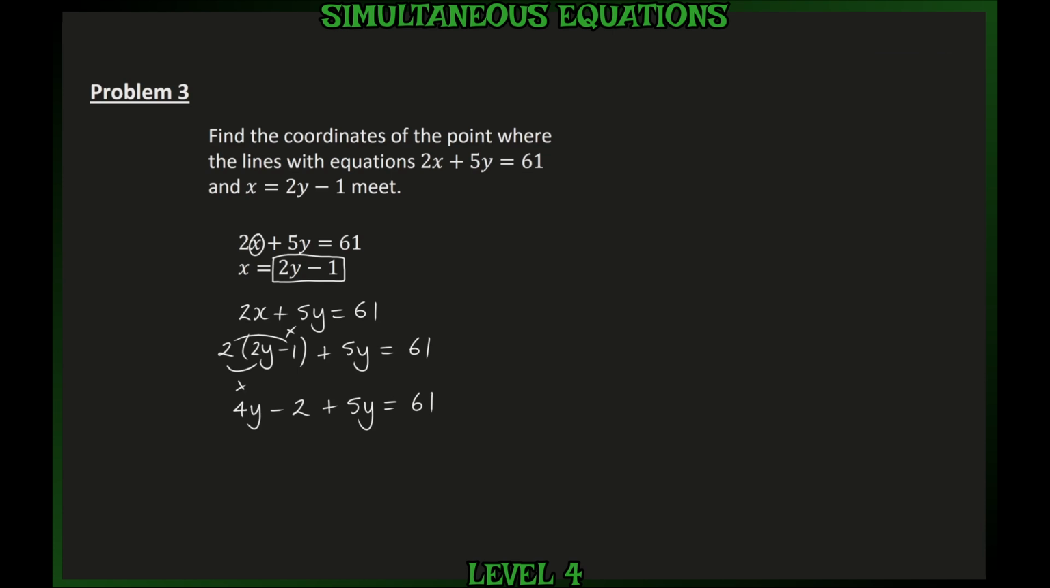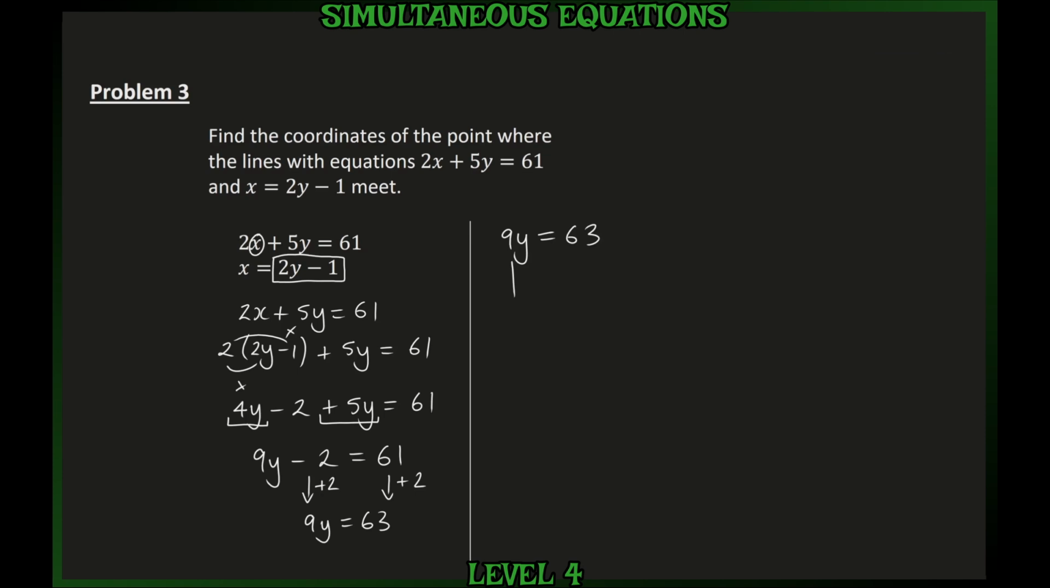Now on the left, we can simplify by collecting together the like terms, and we have 4y plus 5y, which gives us 9y. So the left becomes 9y minus 2, and that's still equal to 61. We can now continue solving by removing the minus 2 from the left, and we can do this by using its inverse, which is plus 2, and doing the same on the right. And on the left, the minus 2 and the plus 2 cancel out to leave us with 9y, and on the right, 61 plus 2 is 63.